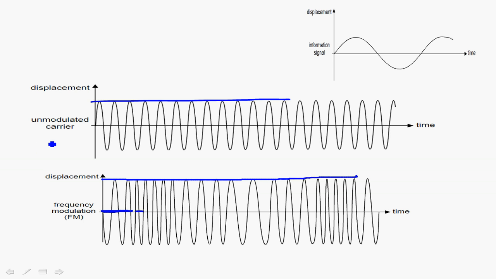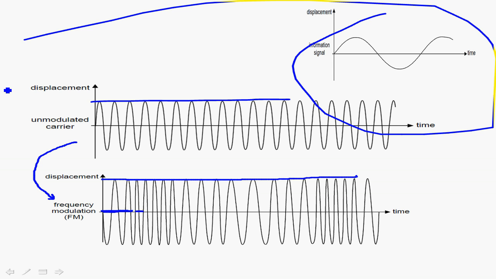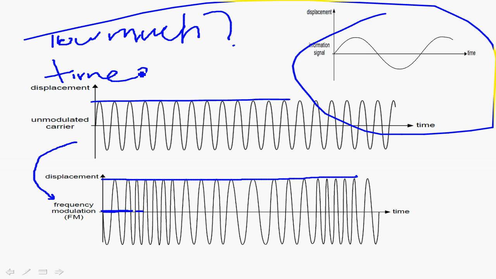You don't know what circuits are actually doing it, but it is the frequency that is being varied here. Now, how much to vary? Why did I vary so much here? Why is the frequency very low? It all depends. How much to vary depends on the information signal. Again, questions of how much. How much to vary is answered by the displacement of the information signal, and how many times is answered by the frequency of the information signal.